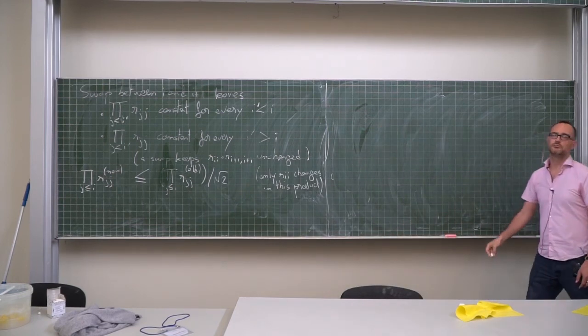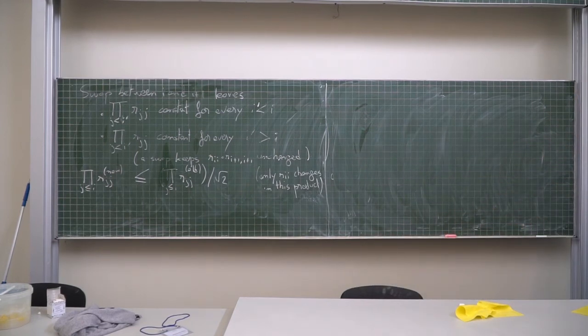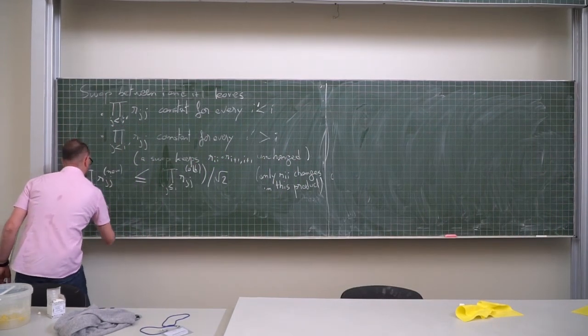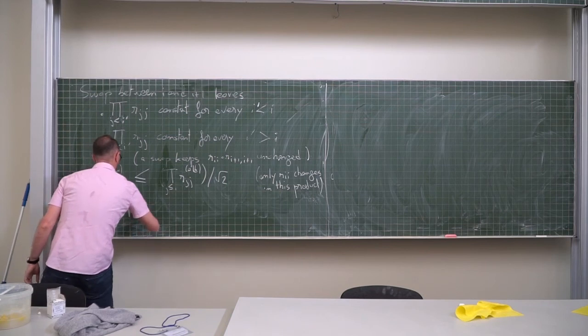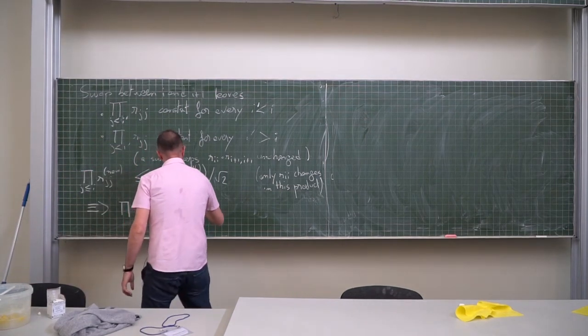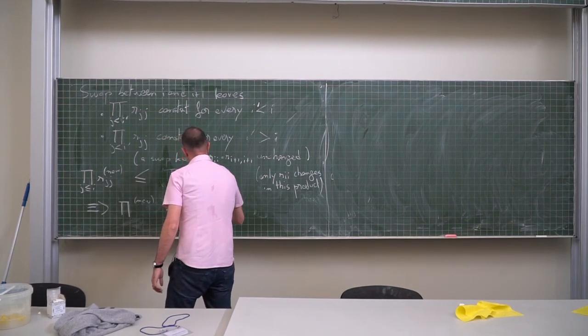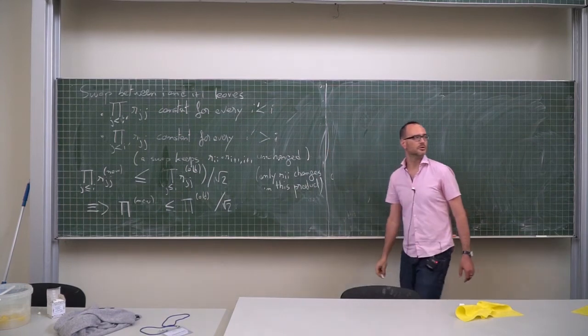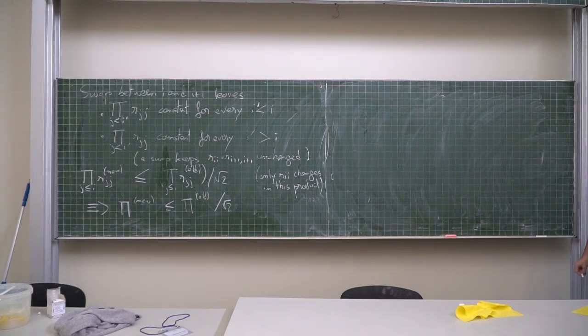Okay, so overall, it's a product of n determinants. Only one of them is changing, and the one that changes decreases by a factor square root 2. Okay, so pi new is less than pi old divided by square root 2. So again, a constant factor decrease for pi.